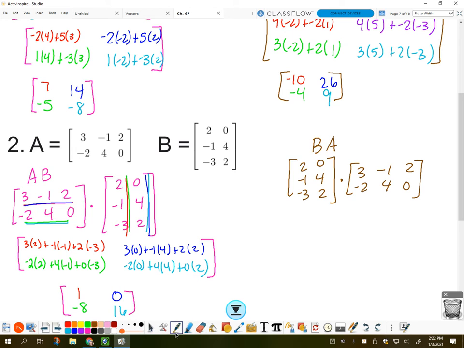Okay, we're going to end up with a 3 by 3, which means I need to be extra wide and extra long.